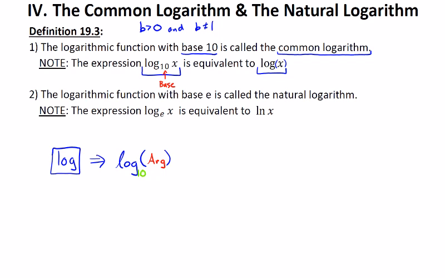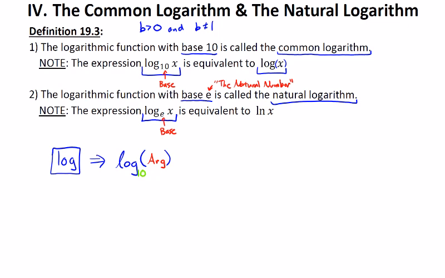The other logarithm that's very popular uses a base of e. Base e is known as the natural logarithm, and we call it the natural logarithm because e is the quote-unquote natural number. This is also known as Euler's number. And if I was writing a logarithm with base e, it might look something like this: log base e of x, where e represents the base.